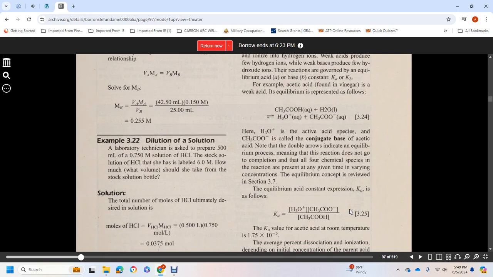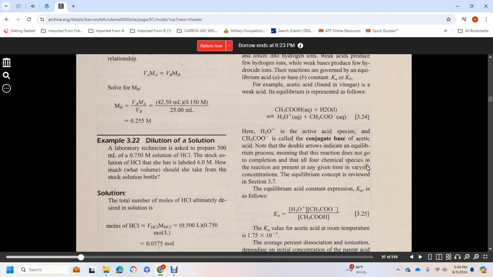Since H3O+ is the active acid species, the CH3COO- is called the conjugate base of acetic acid. The double arrows indicate an equilibrium process, meaning the reaction does not go to completion for all 4 chemical species.